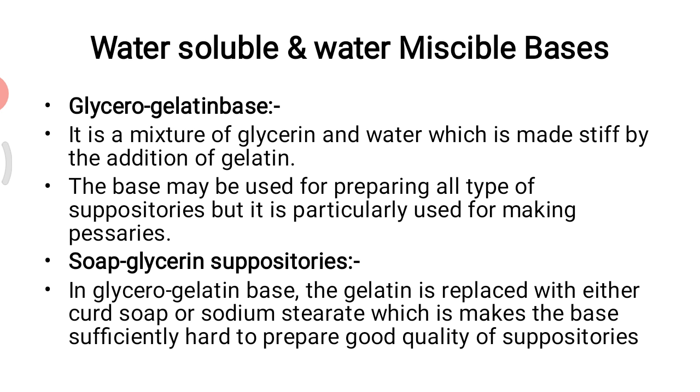In which water soluble and water miscible bases, first is the glycerogelatin base. पहिला बेस कोणता सांगितला आहे, ग्लिसरोजिलॅटिन बेस. या बेसमध्ये काय सांगितलं त्यांनी की it is a mixture of glycerin and water which is made stiff by the addition of gelatin. The base may be used for preparing all types of suppositories, but it is particularly used for making pessaries. हा बेस सगळ्या प्रकारच्या सपोजिटरीज बनवण्यासाठी यूज केला जातो, पण जास्त कशासाठी पण यूज केला जातो, पेसिसरीसाठी पण यूज केला जातो.